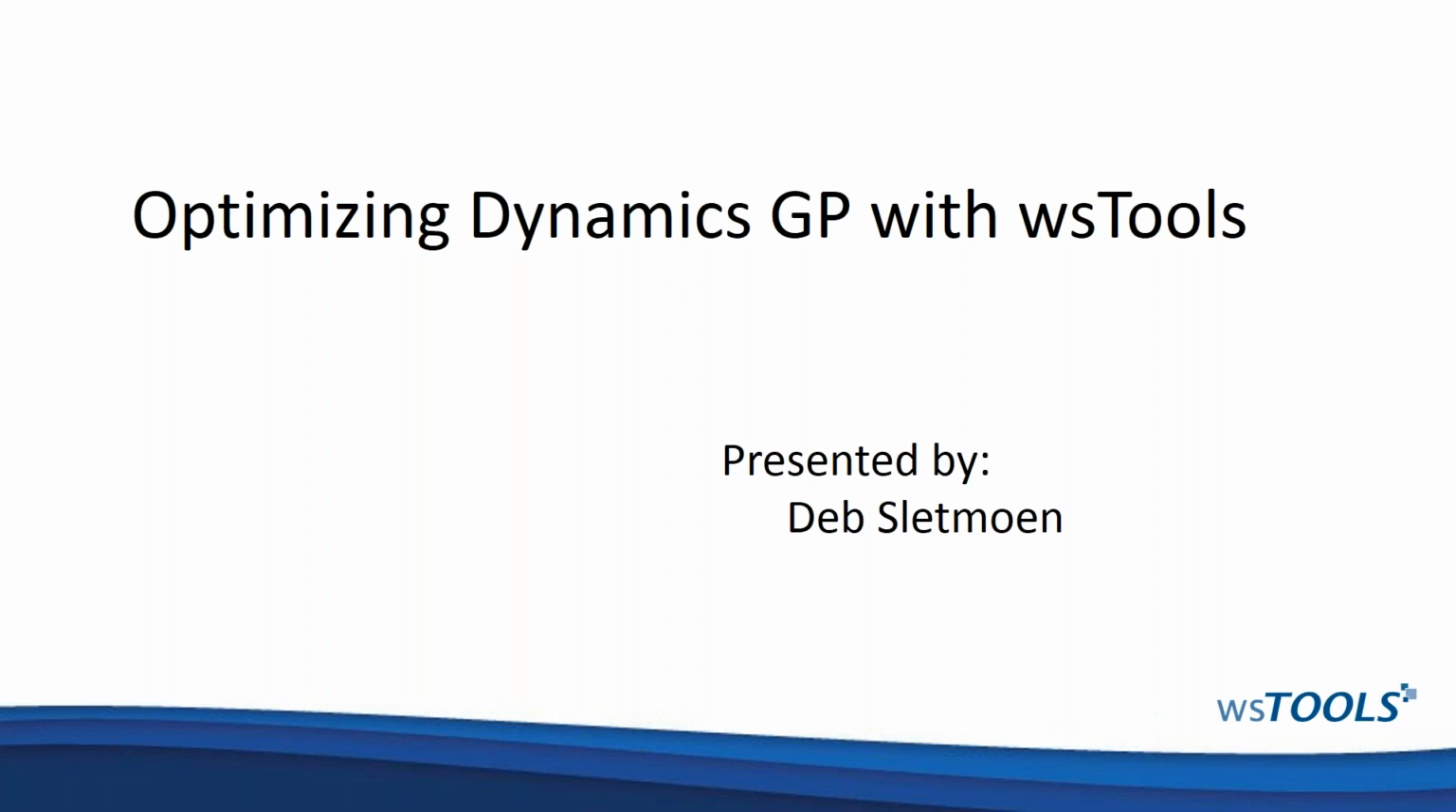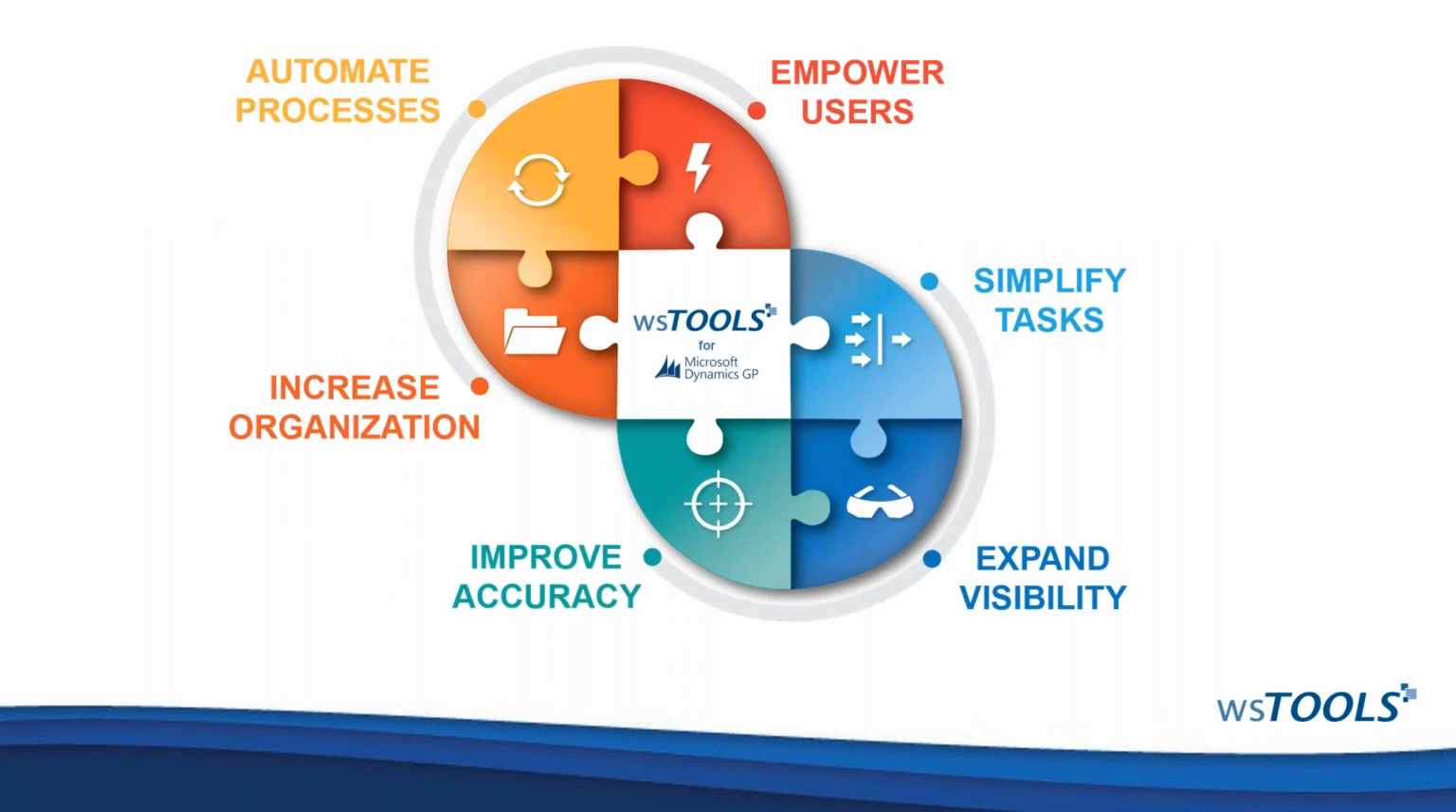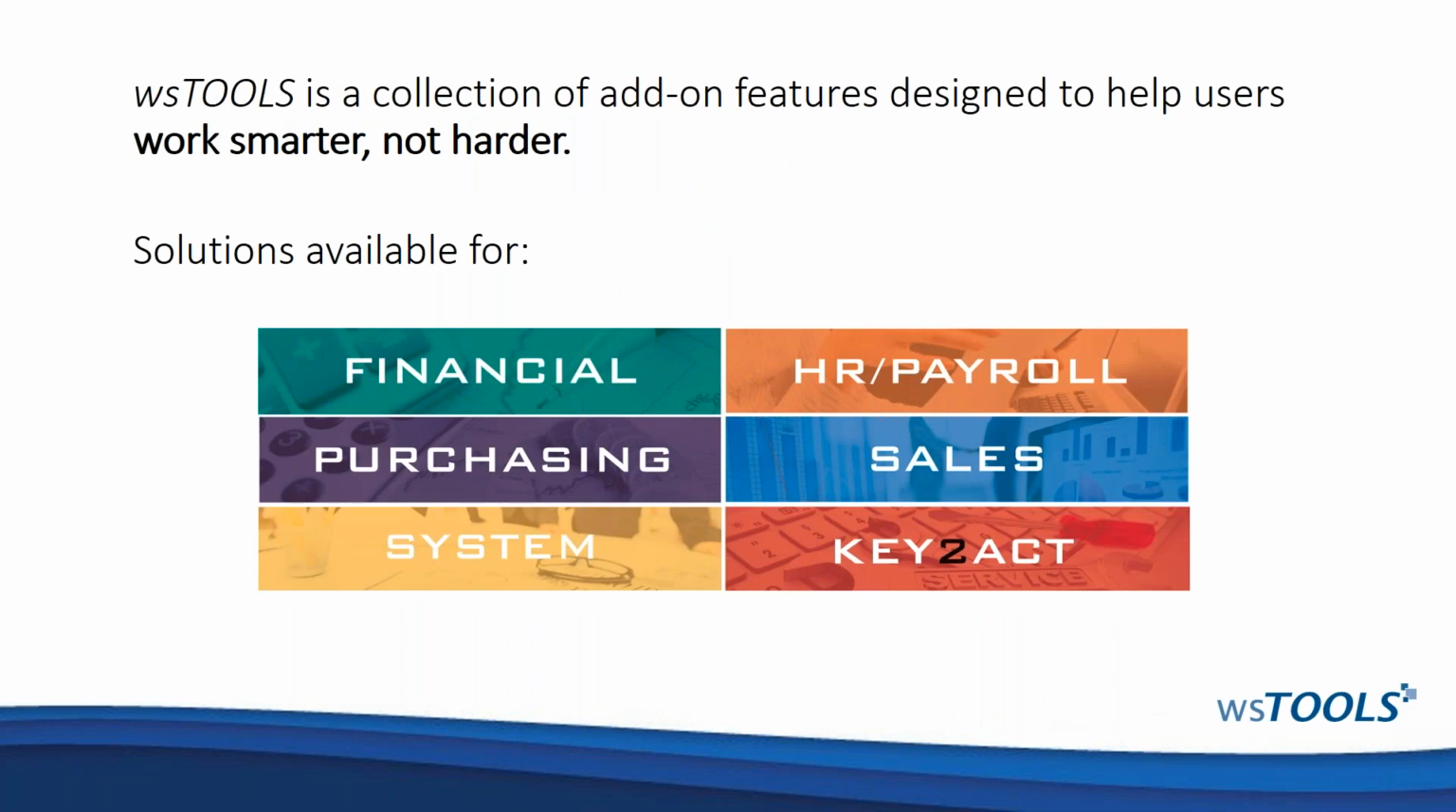So let's go ahead and get started looking at some of our popular tools. If you can see here by our quick little graphic, it just talks about what our overall tools do, whether it's making things easier, simplifying tasks, allowing users to be way more accurate because they're not rekeying or trying to do a fix, automating processes, and of course, expanding visibility. We look at solutions that we have across modules from financial all the way through even to Key to Act. So if you're looking for something, we're going to try to hit a few of these modules today as we talk through some of our popular tools.